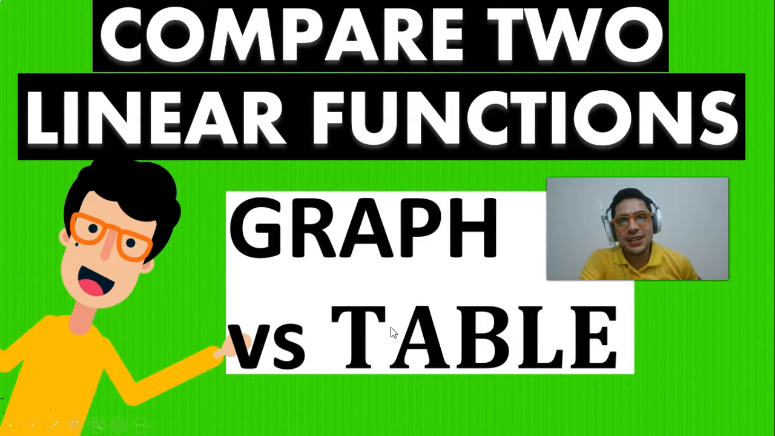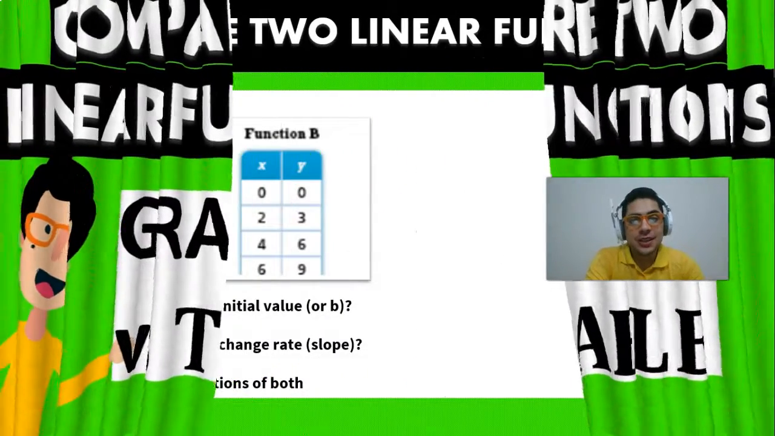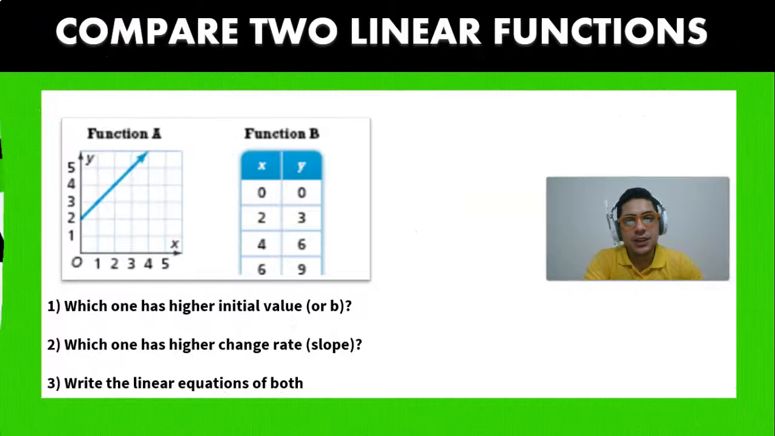Welcome back everyone to today's video in which we're going to be learning how to compare two linear functions. In today's video, we're going to be taking a look at two functions. One is going to be a graph and the other one is going to be a table, and we're going to compare different things between the two of them. So let's begin. As you can see, we have two functions, function A and function B. Function A is going to be a graph and function B is going to be a table.